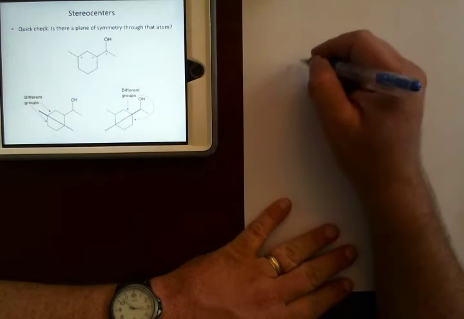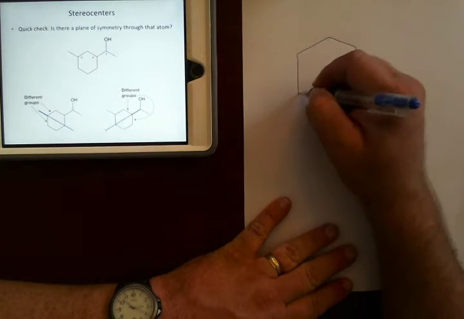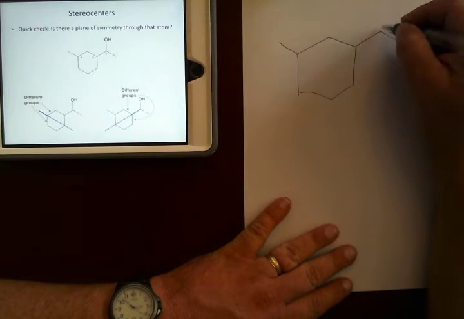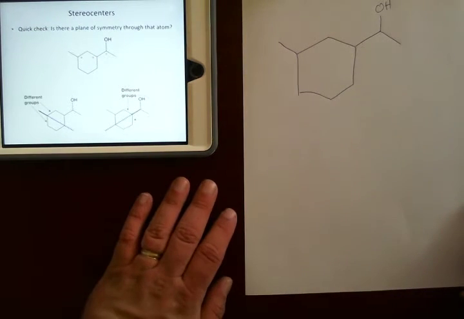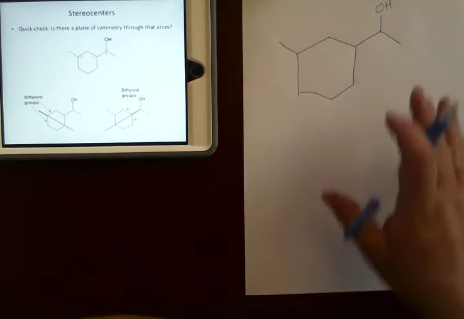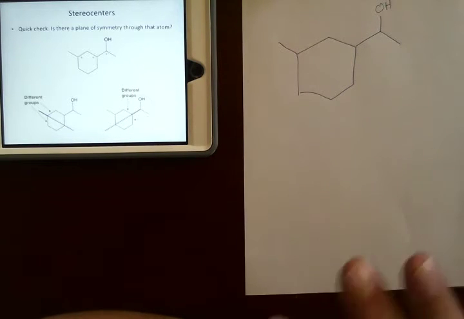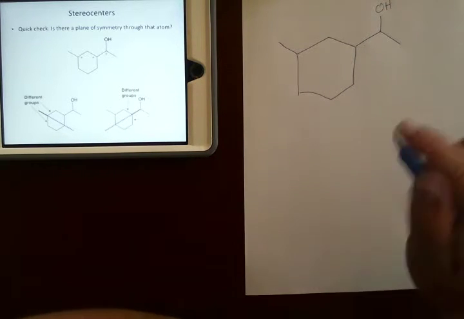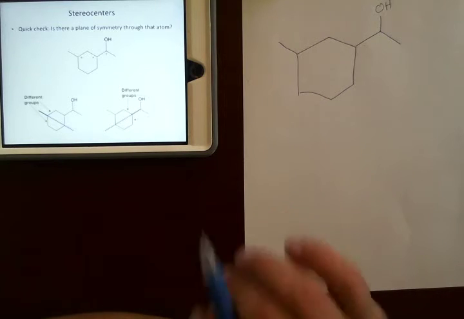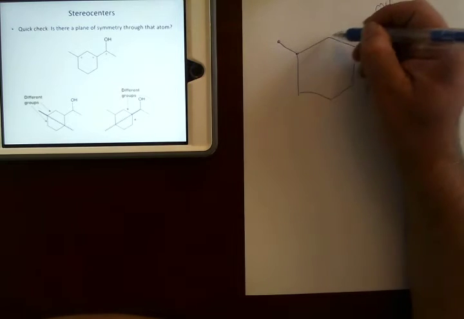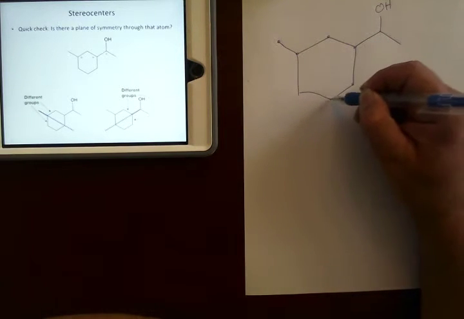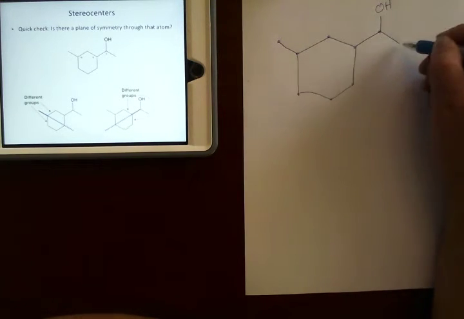So the book likes talking about planes of symmetry. I like looking at the four different things. I think the four different things are a little bit easier to see. Now, when looking for stereocenters, let's say I give you a molecule like this, and you're going to say, circle all the stereocenters, okay? The best place to start is with the hydrogens. You can put in the dots if you want.